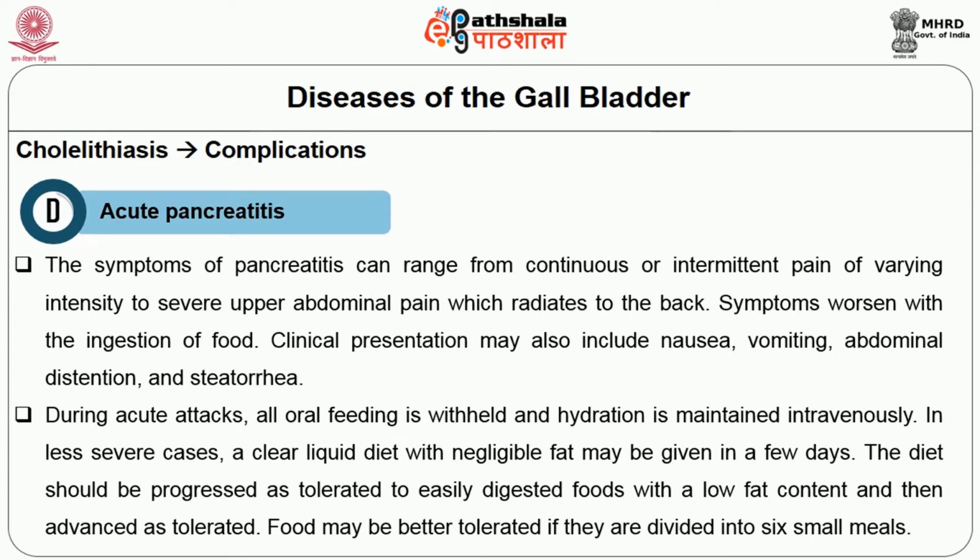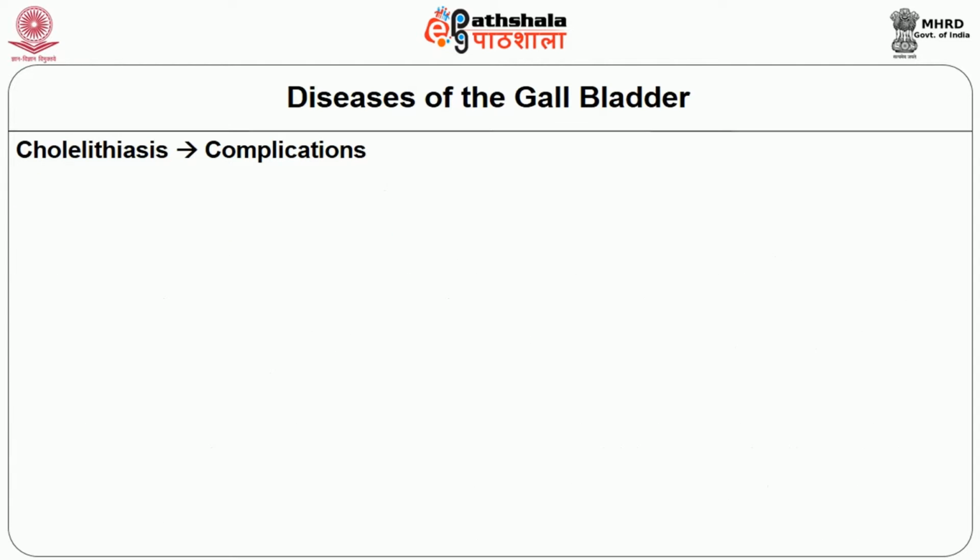During acute attacks, all oral feeding is withheld and hydration is maintained intravenously. In less severe cases, a clear liquid diet with negligible fat may be given in a few days. The diet should be progressed as tolerated to easily digested foods with a low fat content and then advanced as tolerated. Food may be better tolerated if divided into 6 small meals.